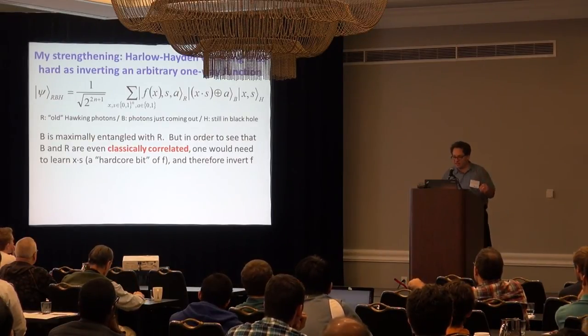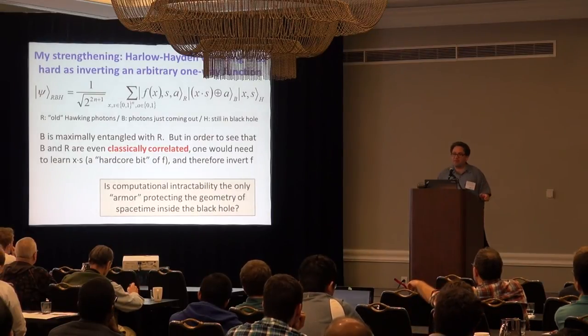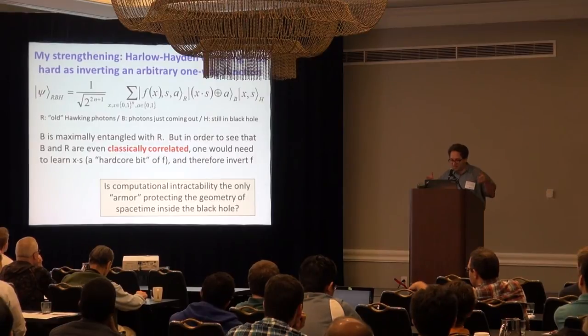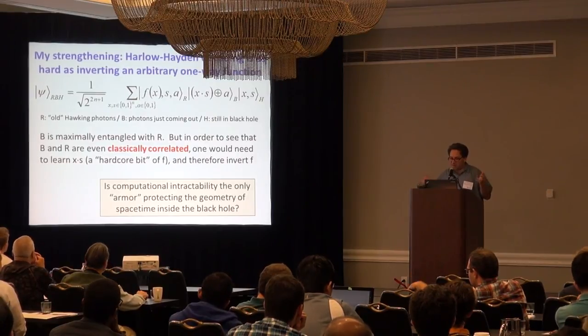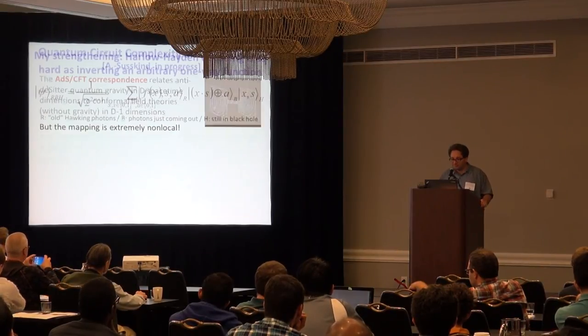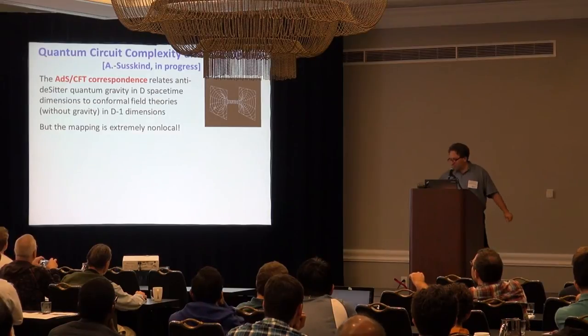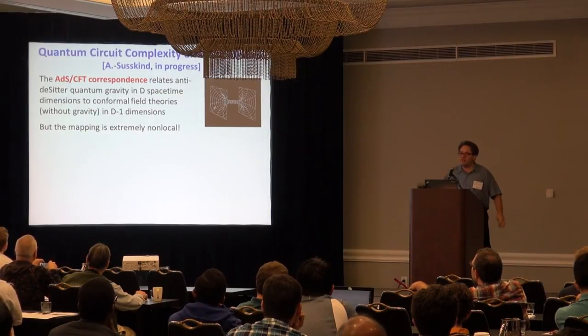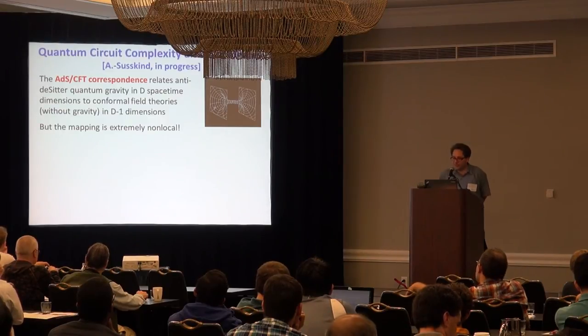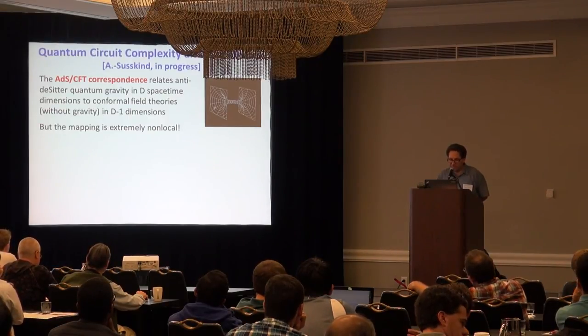But then by Goldreich-Levin, that would break the one-way function. So you're led to this picture that I really enjoy, where computational intractability is the sort of armor protecting the geometry of space-time inside of a black hole. All right, so in the remaining few minutes, I'd like to tell you about a second connection between complexity and black holes, and this is work in progress by me and Lenny Susskind.